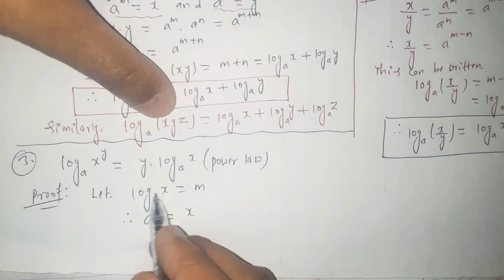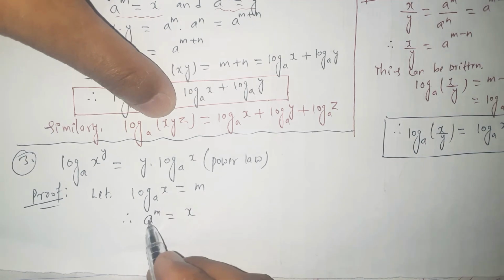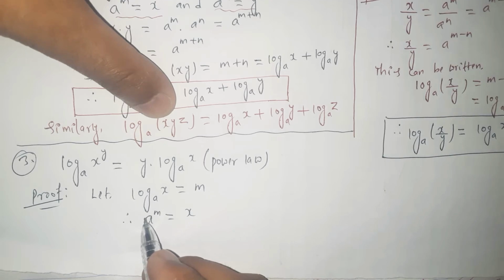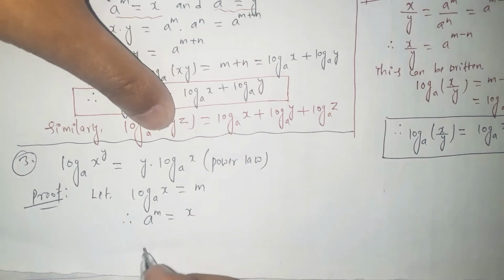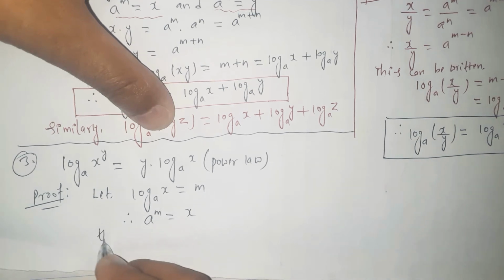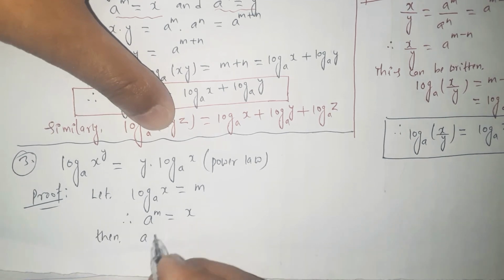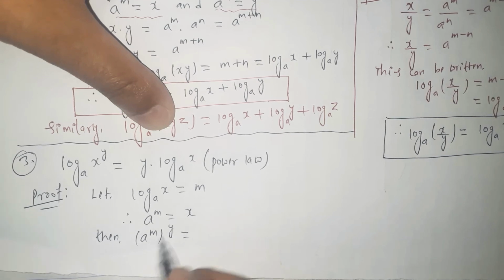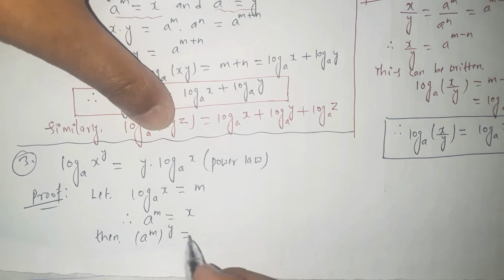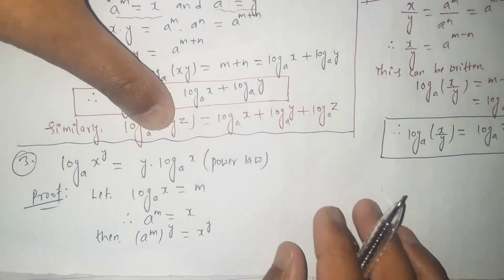Here we just change this logarithm form into the exponential form. After changing it into the exponential form, let's take the power of y on both sides. Here we just take the power of y on both sides.